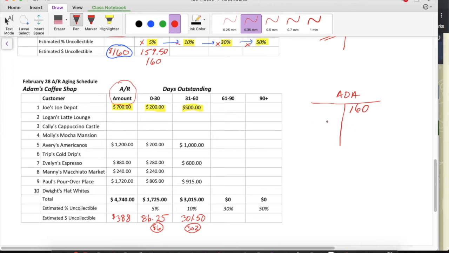We then said that we were going to write off $175 from Callie's Cappuccino Castle. And so as it stands, our unadjusted balance is a debit balance of $15. Now, you say, is that okay? Well, allowance for doubtful accounts is a contra asset, which means it needs to have a credit balance at the end of the period. But in the middle, it is possible for it to have a debit balance.